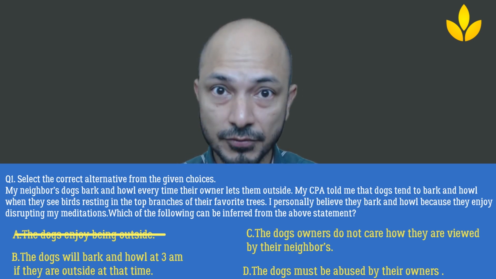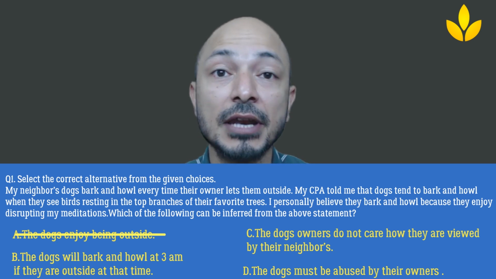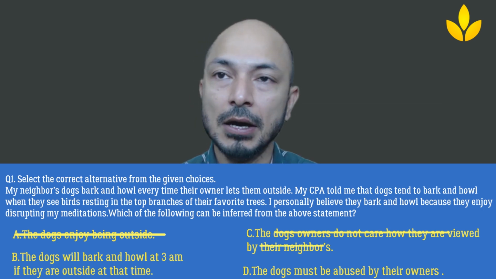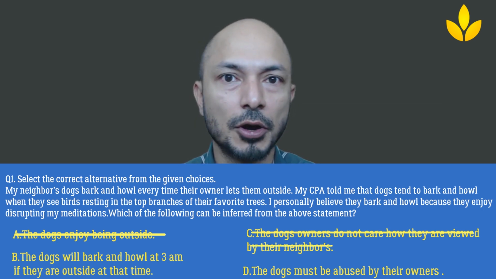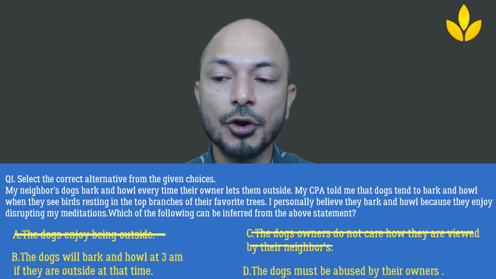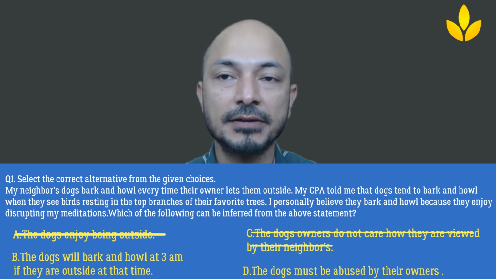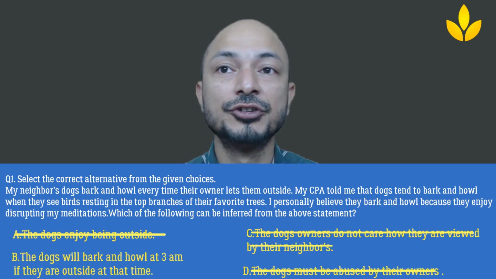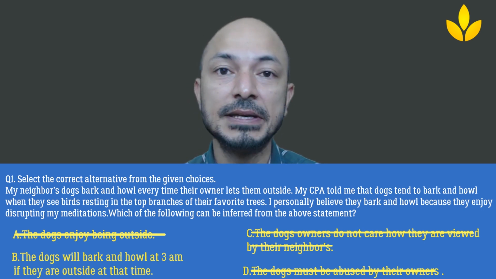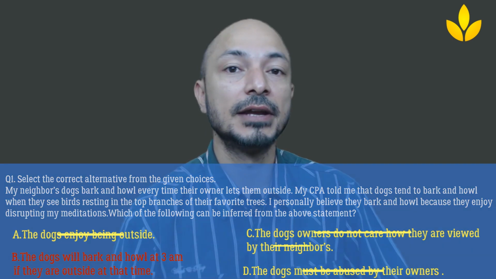We keep this one and let's move on to option C, which says the dogs' owners do not care how they are viewed by their neighbors. Now, nowhere does it suggest whether the dogs' owners care about the dogs howling or not. So option C, we can safely leave out. Coming to option D, it says the dogs must be abused by their owners. Again, nowhere in the passage is it inferred that the dogs are abused by their owners. So the correct option over here is option B. The dogs will bark and howl at 3 a.m. if they are outside at the time.